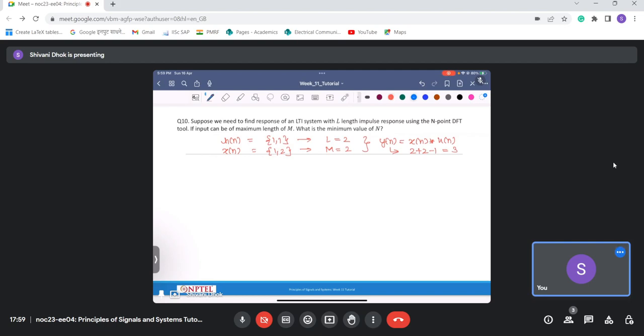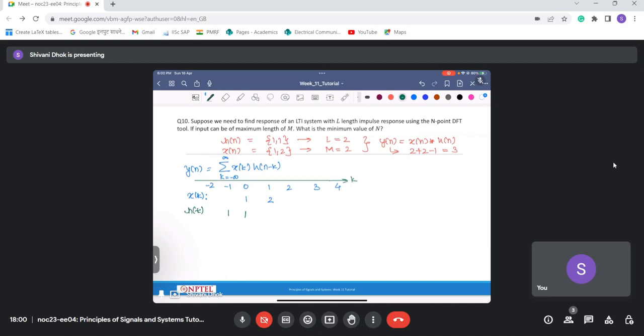Now let us try to find y[n]. It will be a 3-length sequence. So y[n] is basically the summation of x[k] h[n minus k], linear convolution, from minus infinity to infinity. Let x[k] be 1, 2 on the k axis, and let me have h of minus k, which will be 1 and 1 here. h of minus k is you flipping h[n].